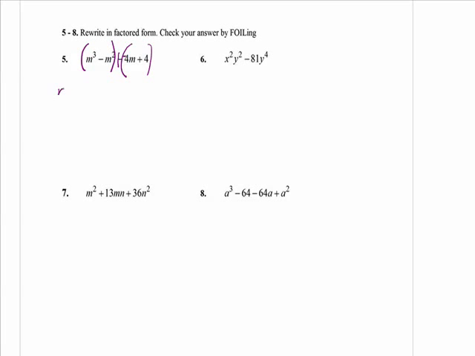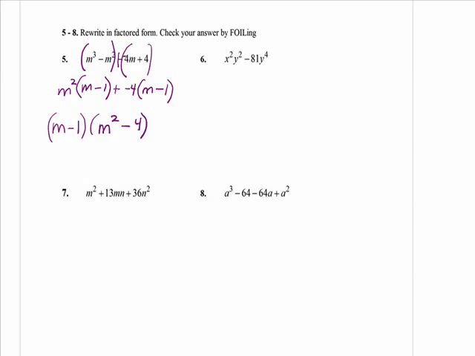So m to the third and m squared have m squared in common. And then we're going to factor out a negative 4. That way we can make this a minus 1 and they'll look the same. All right, so each term now has an m minus 1 in common, and we're left with m squared minus 4.